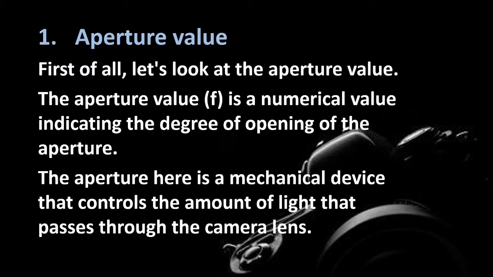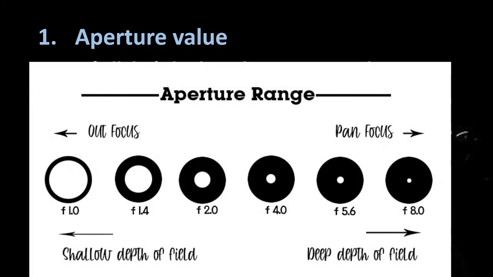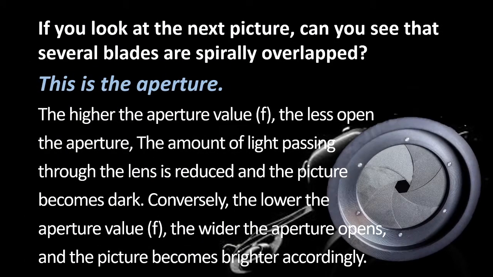1. Aperture value. First of all, let's look at the aperture value. The aperture value is a numerical value indicating the degree of opening of the aperture. The aperture here is a mechanical device that controls the amount of light that passes through the camera lens. If you look at the next picture, can you see that several blades are spirally overlapped? This is the aperture. The higher the aperture value, the less open the aperture. The amount of light passing through the lens is reduced and the picture becomes dark.